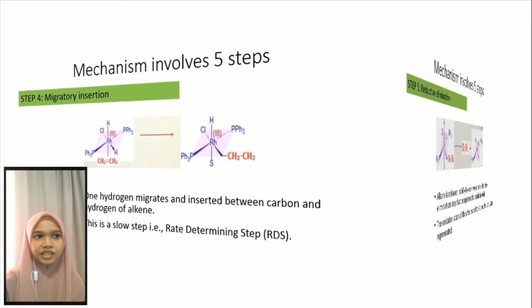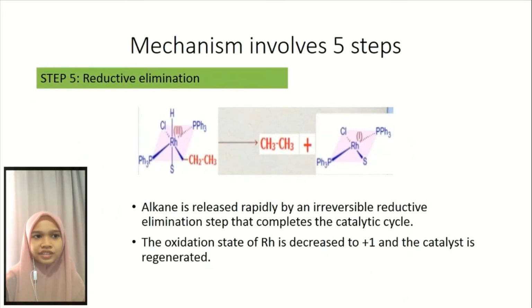And lastly, the last step, reductive elimination. Alkane is released rapidly by an irreversible reductive elimination step that completes the catalytic cycle. And then the oxidation state of Rh is decreased to +1 and the catalyst is regenerated. So that's all for the mechanism of the catalytic cycle, which involves 5 steps.